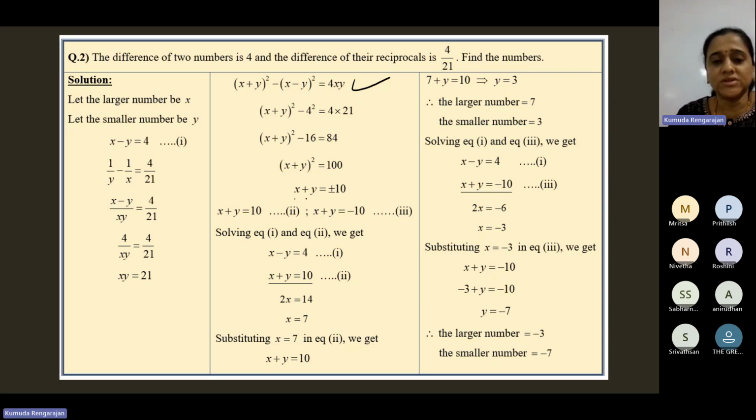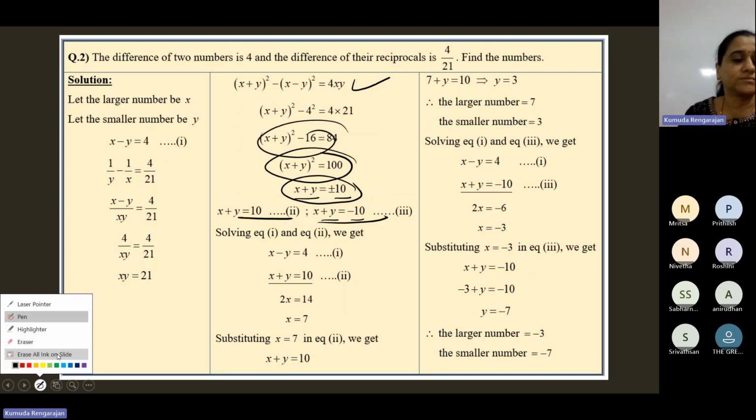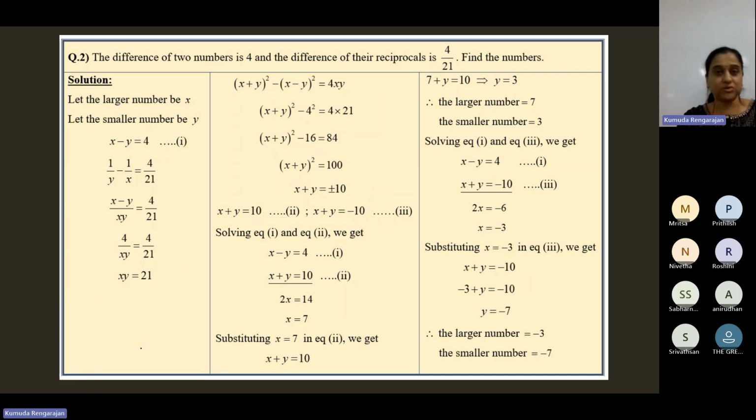So we have two equations. x plus y is equal to 10, and x plus y is equal to minus 10. Now these two equations are from the same thing, so you should not solve 2 and 3. So solve 1 and 2, and 1 and 3.